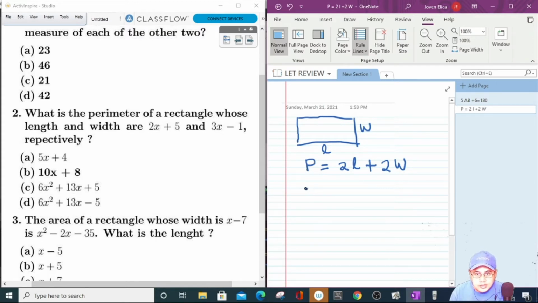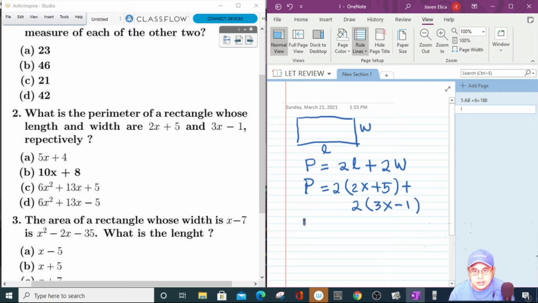Now, since the given is, let's substitute the given. The given is 2 multiplied by the length, 2x plus 5, plus 2 multiplied by the width, 3x minus 1, respectively. So let us distribute.